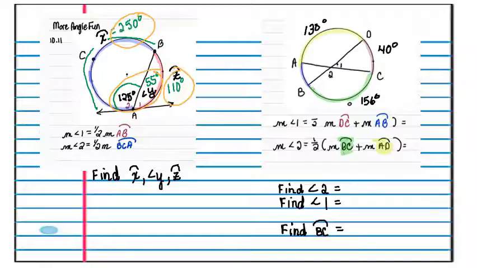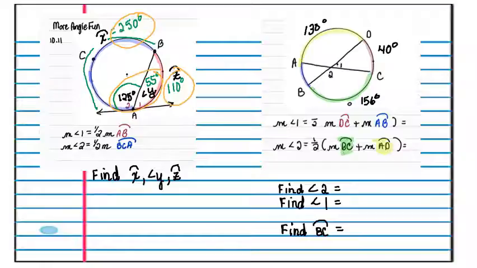Same thing when we have two chords that intersect inside of a circle here, that to find angle 1, we have to take arc DC and add it to arc AB and divide it by 2. Likewise with angle 2, arc BC plus arc AD divided by 2 is going to give us angle 2.